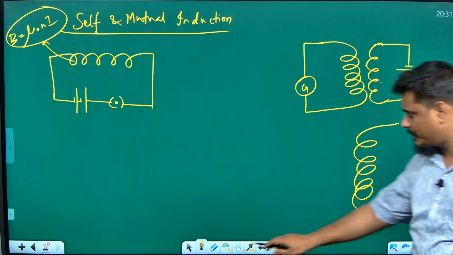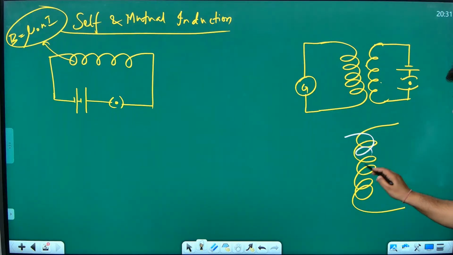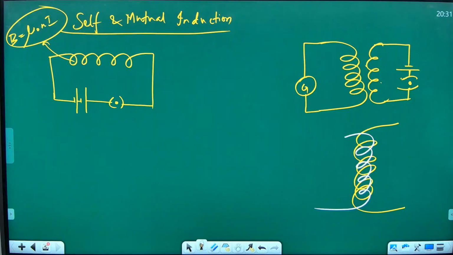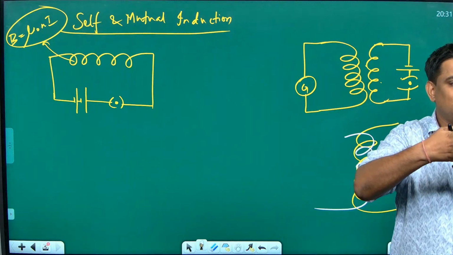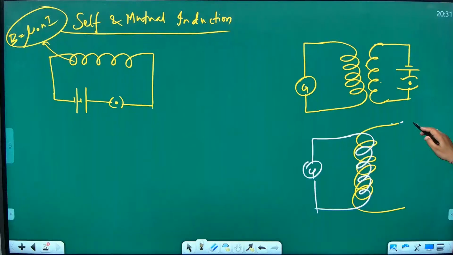One coil, another coil. Possible, right? I have overlapped them. So one coil like this, one coil like this. Are you feeling that? So now whatever change I make in the primary coil, that change will affect the secondary coil also. In the secondary coil, I don't have any source of EMF.